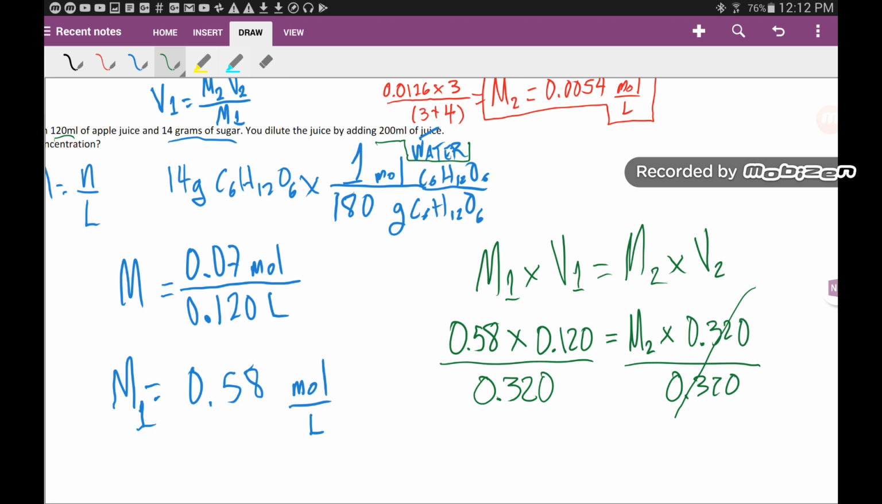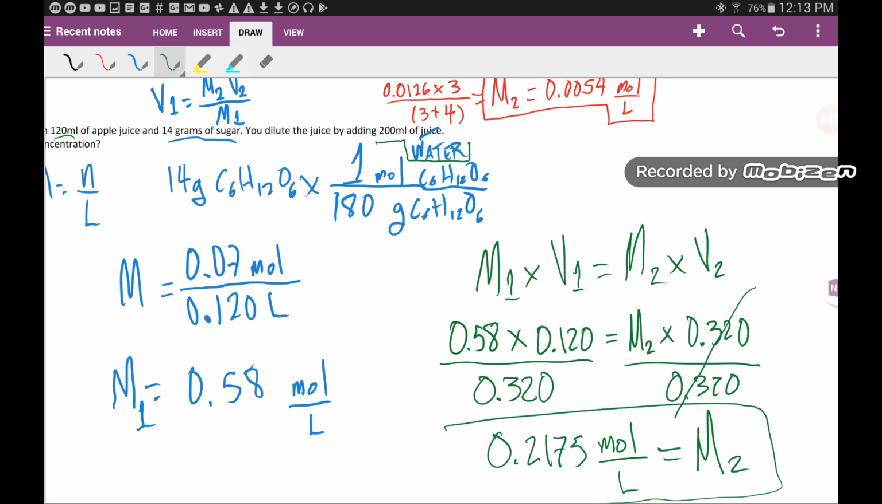Now we can calculate our final molarity. It's going to be 0.58 multiplied by 0.120 divided by 0.32. Our final molarity is going to be 0.2175 moles per liter. Okay. And that's it.